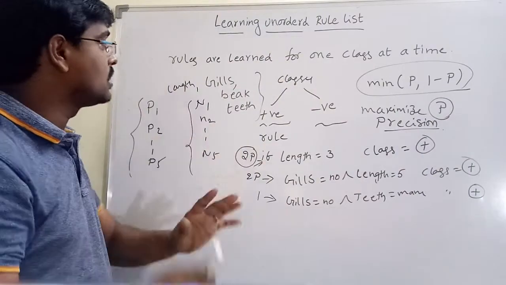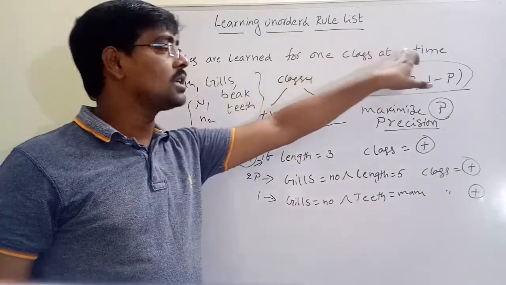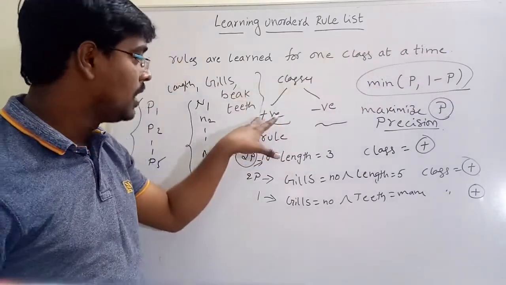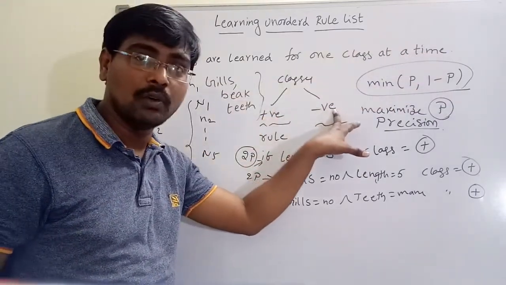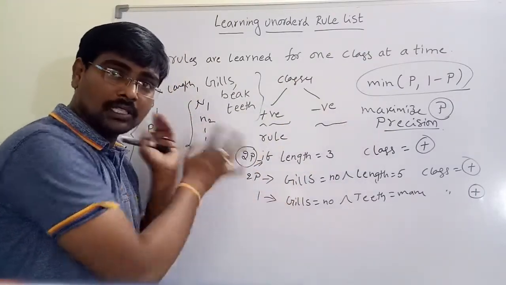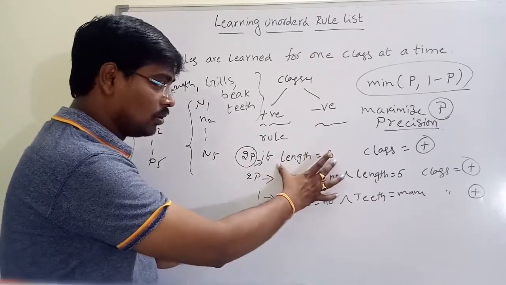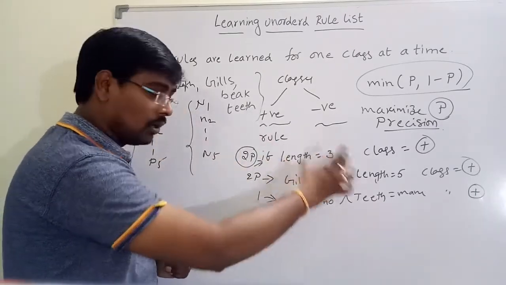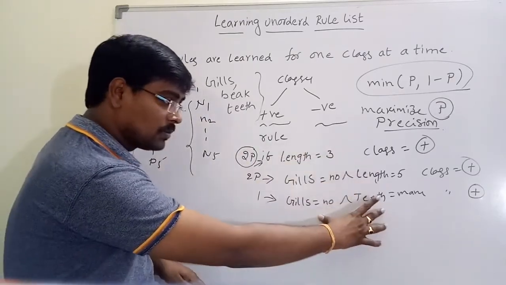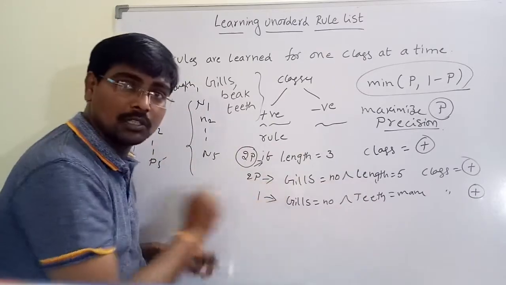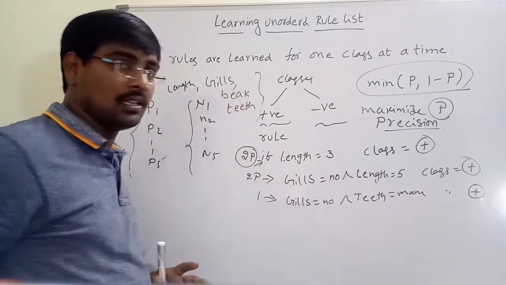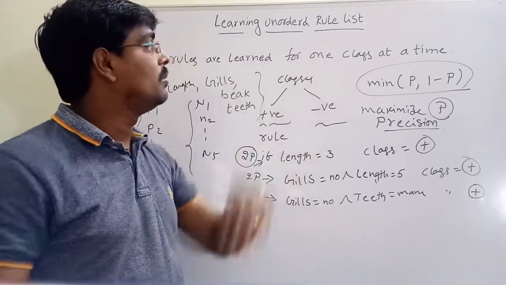Here there is only a single point: the rules are learned for one class at a time. For example, we have two classes, positive and negative. Considering the previous example, by this rule, two positive statements are covered. By using this other rule, the remaining single positive statement is covered. And obviously all the remaining ones are considered the negative class. Now we will move to the algorithm.